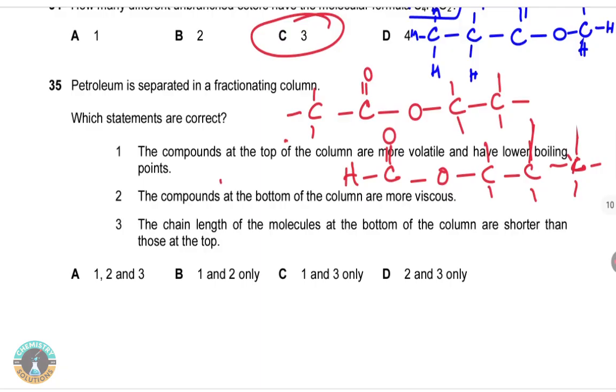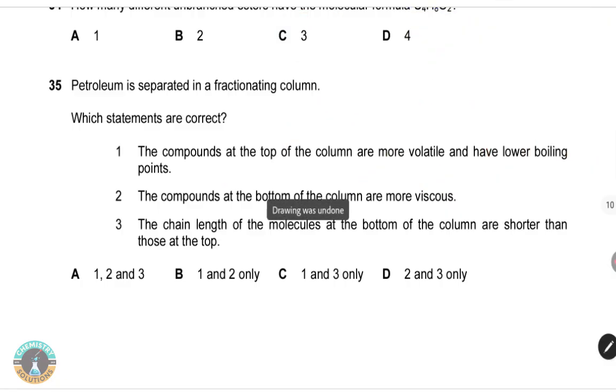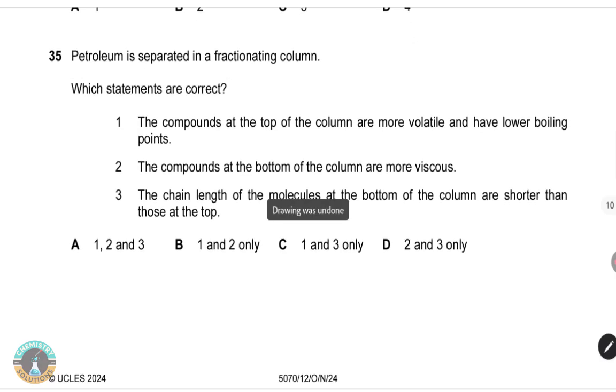Petroleum is separated in a fractionating column. Which statements are correct? The compounds at the top of the column are more volatile and have lower boiling points. Yes, this thing is correct. The compounds at the bottom of the column are more viscous. Yes, this one is also correct. The chain length of the molecules at the bottom of the column is shorter. No, longer. So this one is wrong. So the correct option is 1 and 2 only.